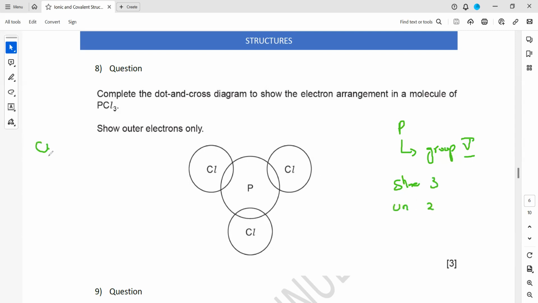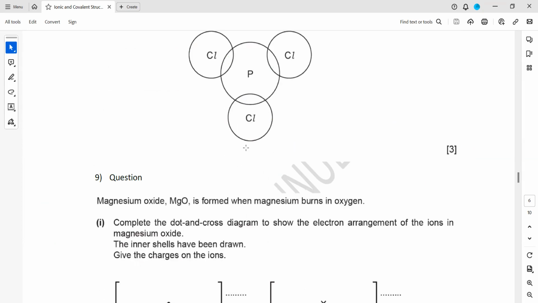And chlorine belongs to group 7. As it belongs to group 7, how many electrons should it share? It should share 1 and unshared will be 6. So chlorine shares 1, phosphorus shares 1, chlorine shares 1, phosphorus shares 1. And unshared electrons on chlorine must be 7. Oh, sorry, 6. As it belongs to group 7, 6 unshared electrons will be there. And phosphorus belongs to group 5, so group 5 shares 3 and unshared will be 2. So this is the dot and cross diagram for the phosphorus trichloride PCl3 molecule.